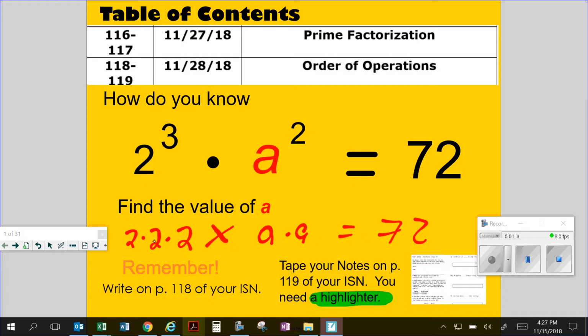What is 2 times 2 times 2? That's 8. 8 times what is 72? I believe it's 9. And what are the two factors of 9? 3 times 3 is 9. So A equals 3.